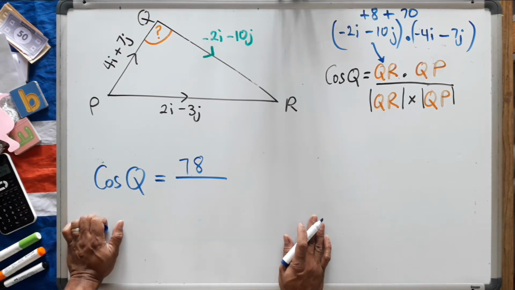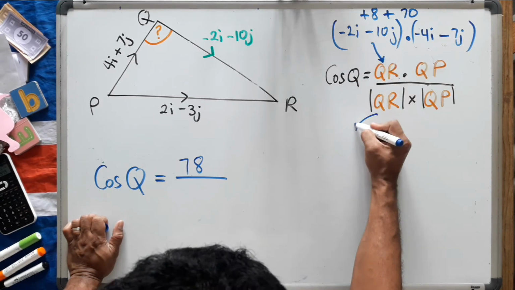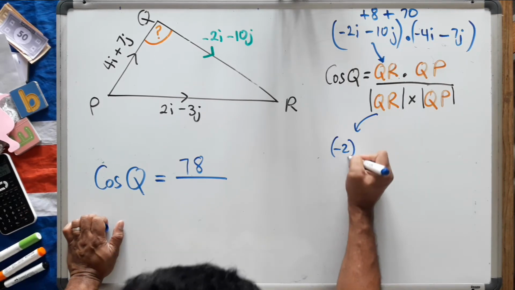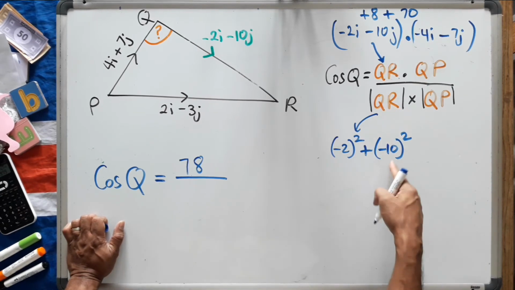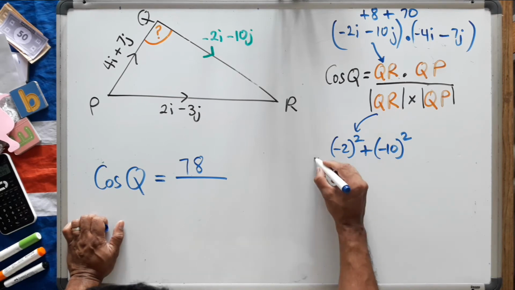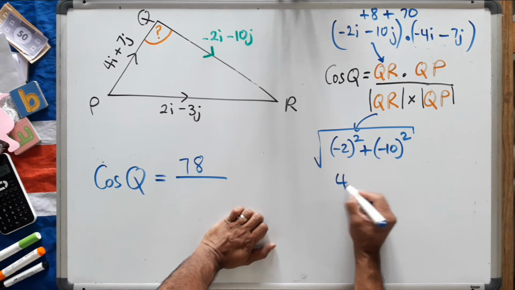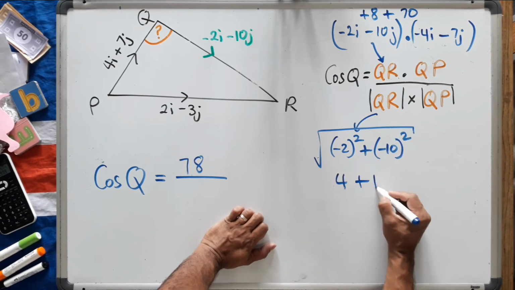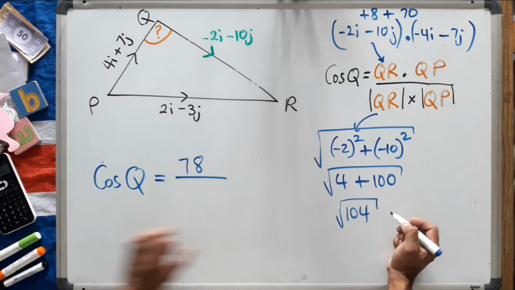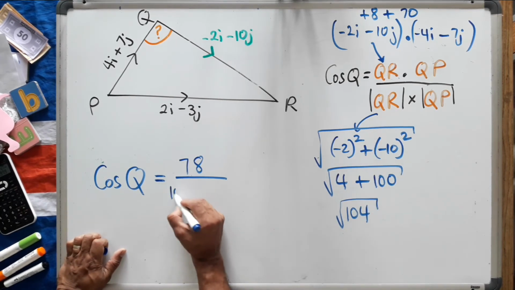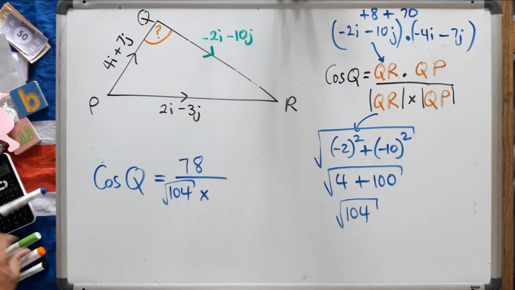Okay? Let's work out the magnitude of QR. Remember, this is QR. We have to take the i value squared, add it to the j value squared. You notice I'm putting it in brackets and I'm not forgetting all the minus signs. And we have to square root our answer. Minus 2 squared is positive 4 plus minus 10 squared is 100. So this works out to the square root of 104.